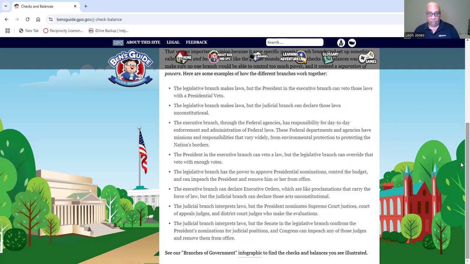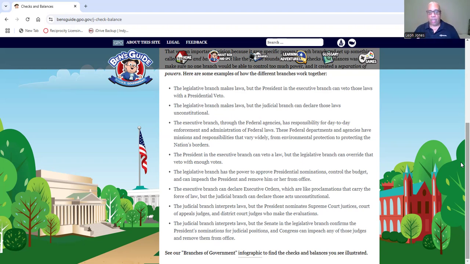Also, the legislative branch has the power to approve the presidential nominees. That's the Senate. Control the budget. That's the House. And can impeach the president, that's the House, and remove him or her from the office, and that's the Senate. The Senate can remove the president, whereas the House controls the budget. The Senate approves the presidential nominees, and the House impeaches the president.